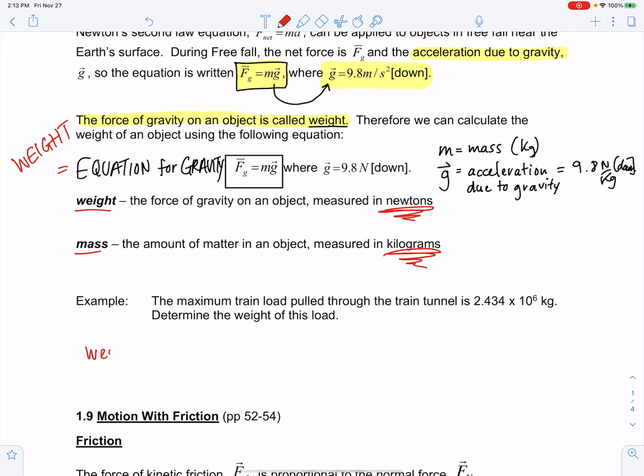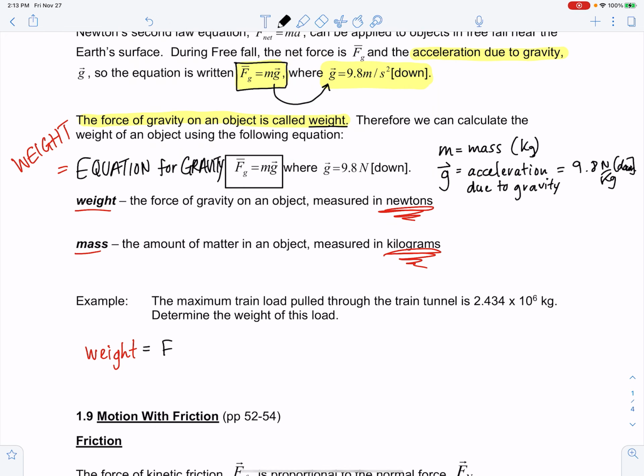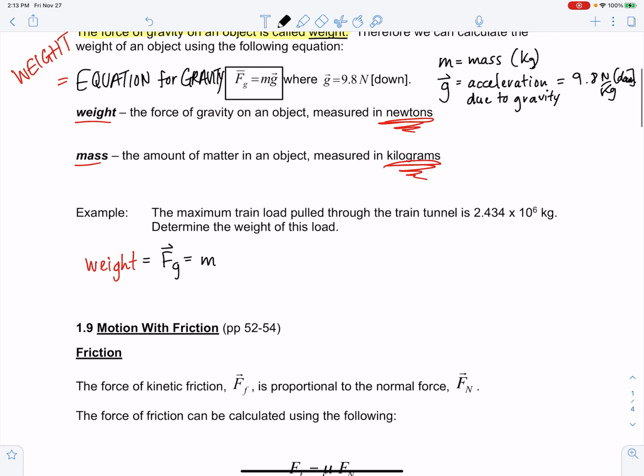So we know that weight is equal to the force of gravity, which is therefore equal to the mass of the train load times the acceleration due to gravity. We can sub in these values. We know the mass of the train load is 2.434 times 10 to the power of 6 kilograms. And g is 9.8 newtons per kilogram. This is the acceleration due to gravity.